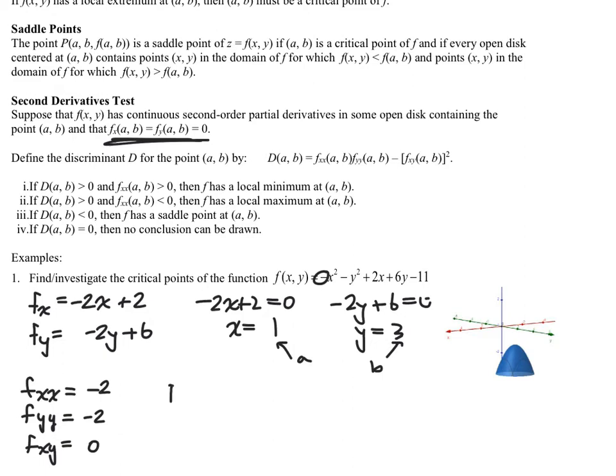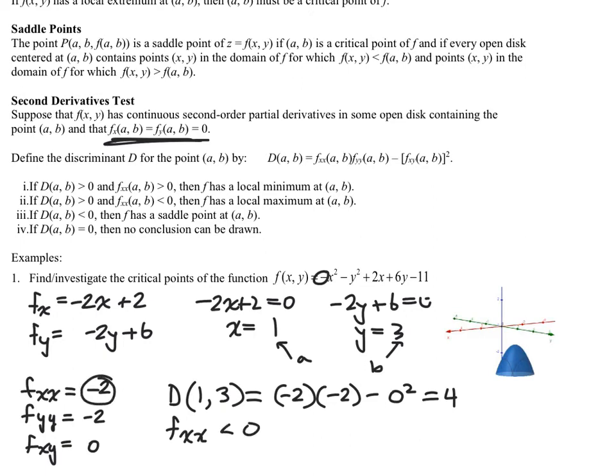So I could pop it in. Now, it's the discriminant at (1, 3), but there are no variables anymore, so I don't really need that piece of information. So we get a result of 4, all right? We also need our second order partial, f sub xx. We need to know what kind of sign that has, if it's positive or negative. In this case, it's negative, all right?